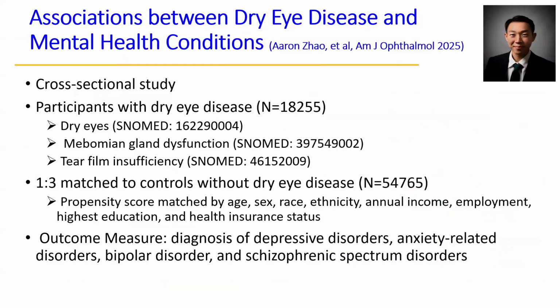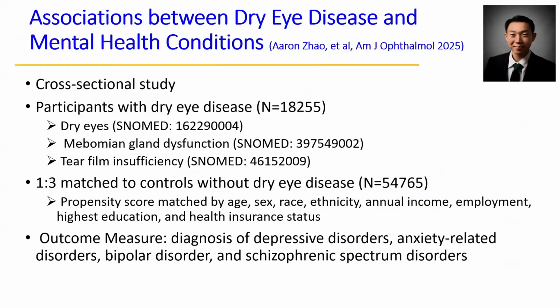And so this is our case, and the control is really we do a 1, 2, 3 match to find the patients who don't have dry eye disease. And because it's always important to control the confounding factors, we use propensity score matching, including demographic factors and some other social determinant factors.